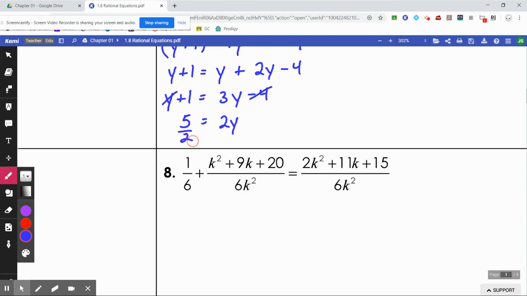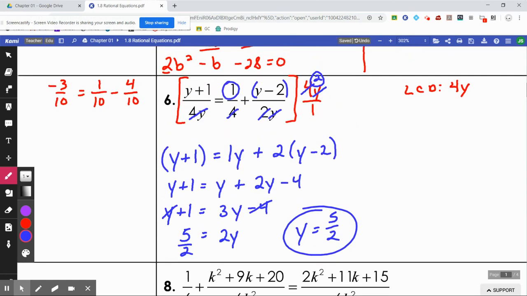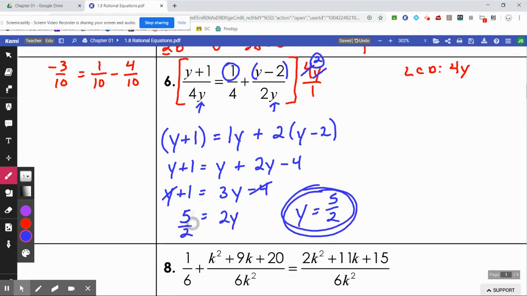And when you divide by 2, you get that y is equal to 5 halves. Again, you need to check and make sure your denominators, is 5 halves a legal answer? If you were to plug in 5 halves here or here, do you ever have division by 0? And you do not, so therefore 5 halves is fine.